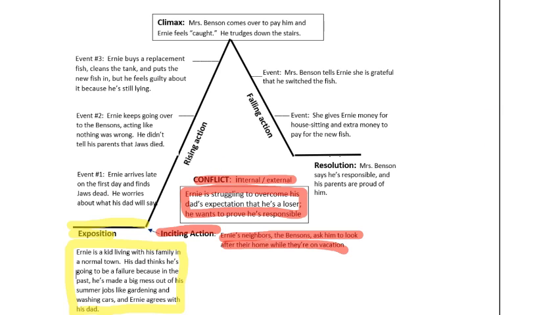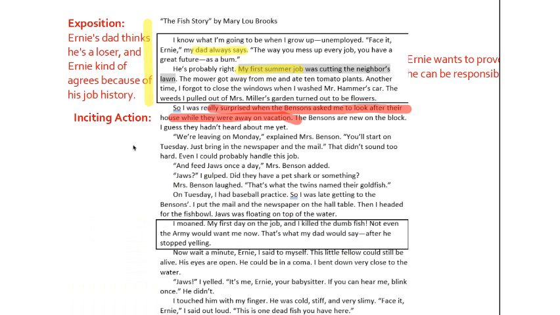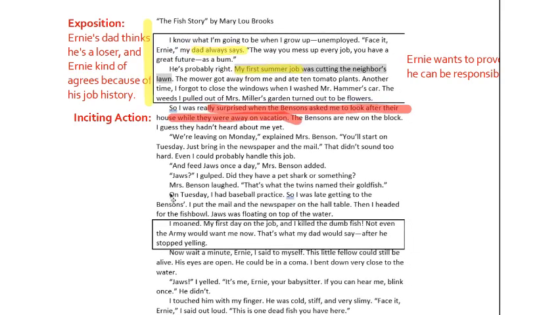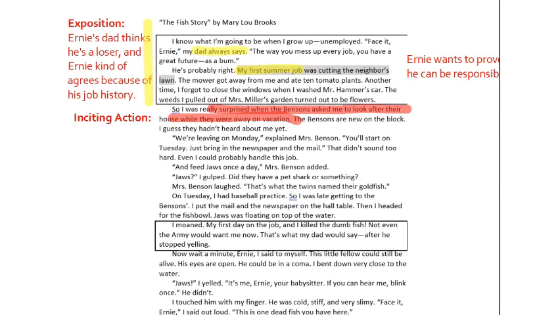Okay, now we're going to have the rising action. The rising action is the biggest part of the story. The rising action has lots of parts. First, she gives him instructions. Then, on Tuesday, he goes for his first day on the job. And he discovers Jaws is floating on top of the water.